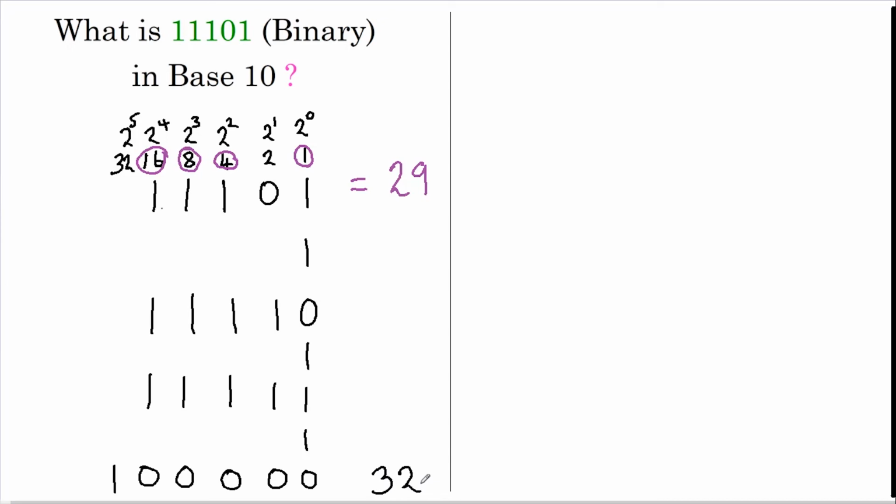Well, if this is 32 and we added on 1, 2, 3, then this must be 32 less 3, which is of course 29.